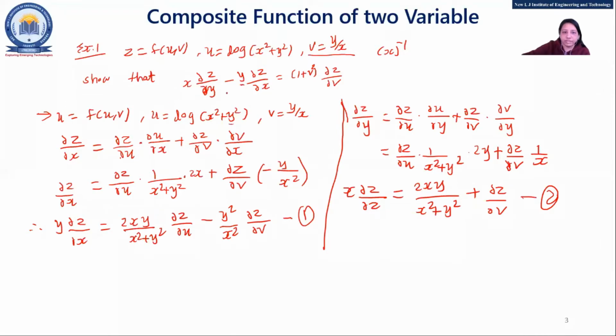We want this, right? LHS. So we'll start with LHS. I'll write down here only. LHS equal to x del z by del y minus y del z by del x. Okay, so this is x. So this is equation 2. So this minus this.